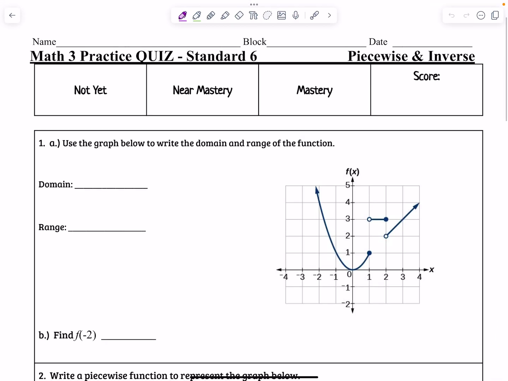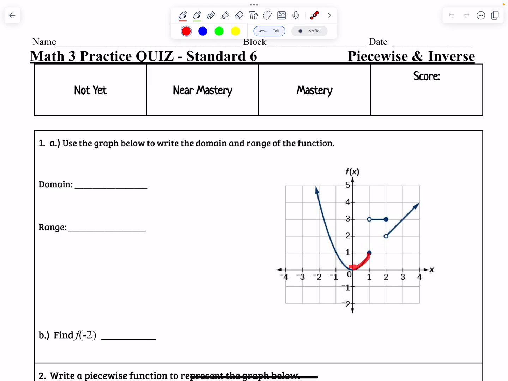In this video, let's take a look at the practice quiz for standard 6 on piecewise and inverse. In number 1, we're going to use the graph below to write the domain and range of the function. For the domain, we want to think about how far this graph goes to the left.